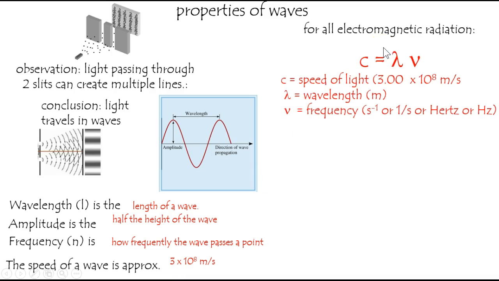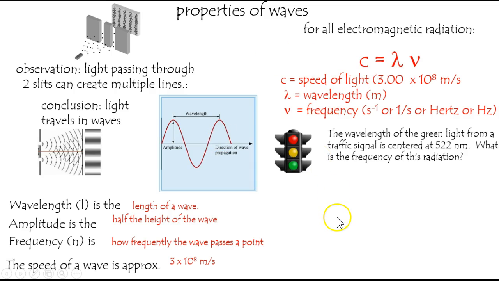For all electromagnetic radiation, we can express this as a relationship between wavelength and frequency. It's inverse. As the wavelength gets longer, the frequency becomes more infrequent. As it becomes shorter, it is more frequent. And therefore, we have this inverse relationship, and we can use it to solve some problems.